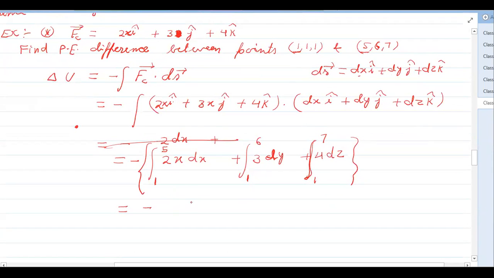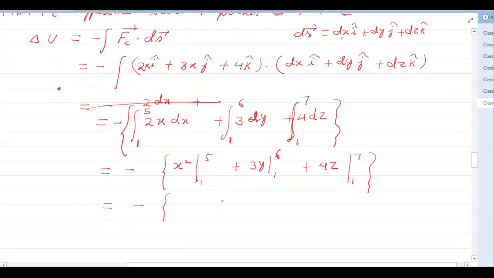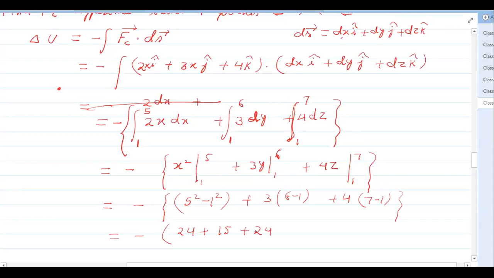So we will have x square from 1 to 5, then 3y from 1 to 6, then 4z from 1 to 7, with a minus sign. So 5 square minus 1 square, plus 3 times (6 minus 1), plus 4 times (7 minus 1). How much do we get? 25 minus 1 is 24. Then 5 into 3 is 15. Then 6 into 4 is 24. So in total we get 63, with the minus sign, so minus 63.